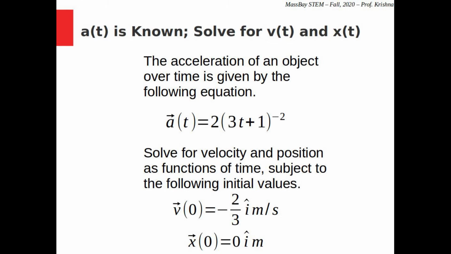Here's yet another example where acceleration is known and velocity and position must be determined. The acceleration of an object over time is given by the following equation. Acceleration equals 2 times the quantity 3t plus 1, all raised to the -2 power. Solve for velocity and position as functions of time subject to the following initial values. The velocity at t equals 0 is -2/3, and the position at t equals 0 is 0.